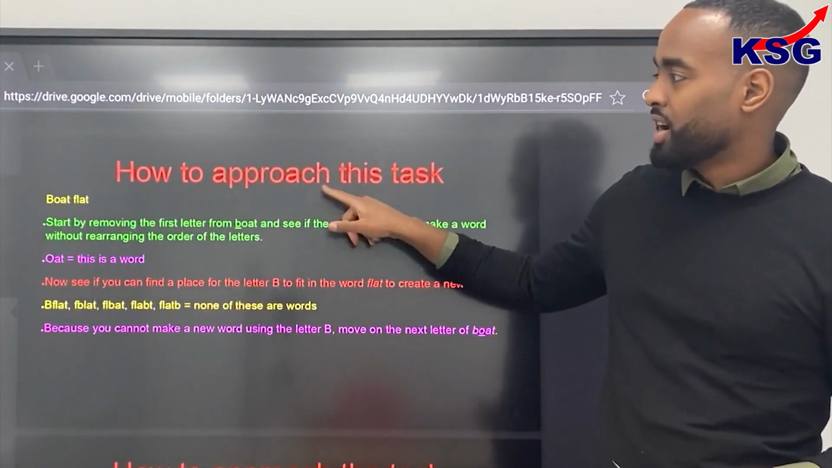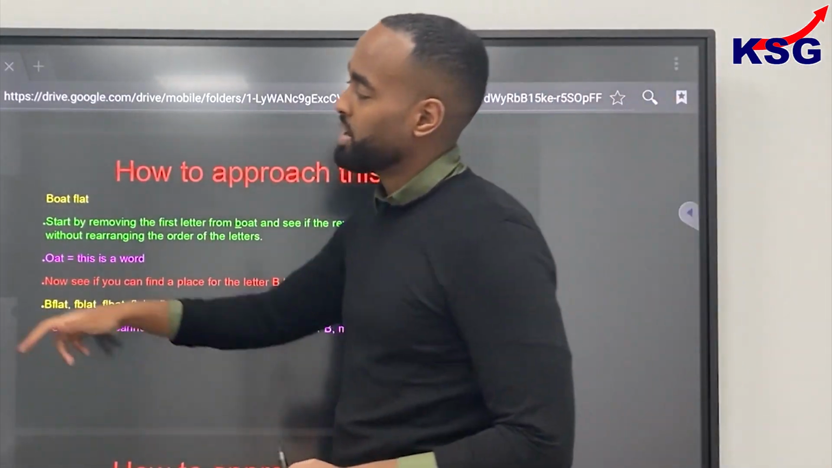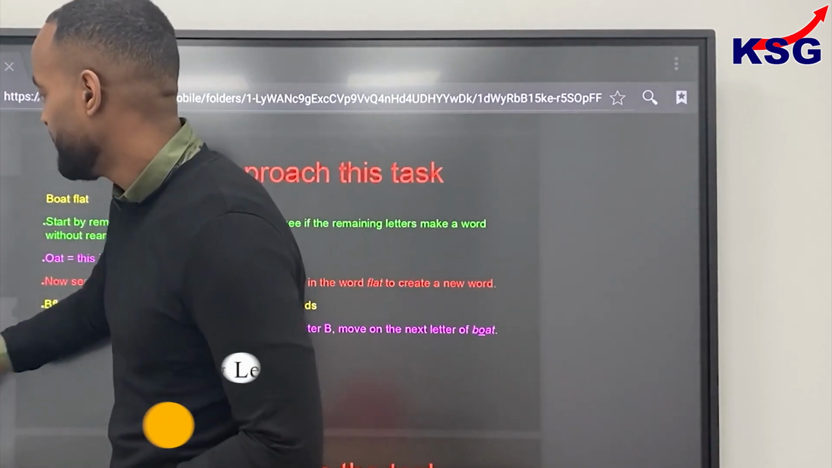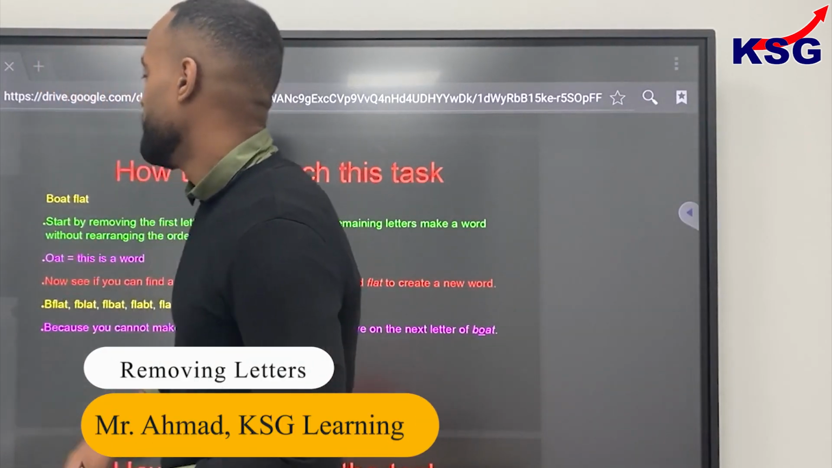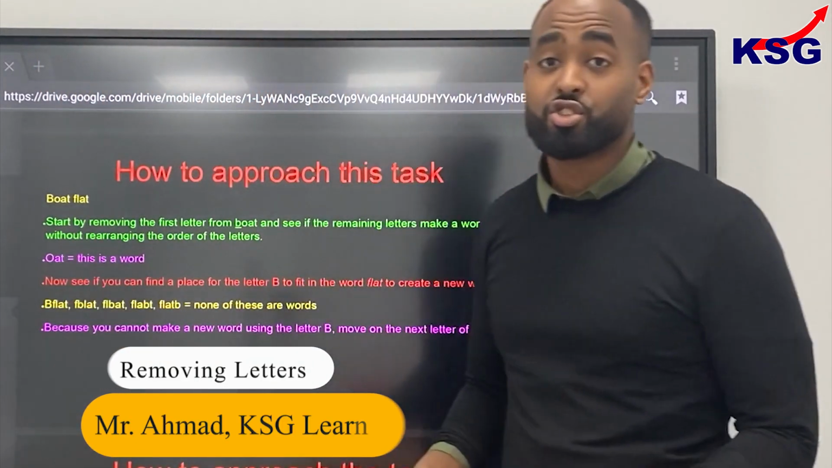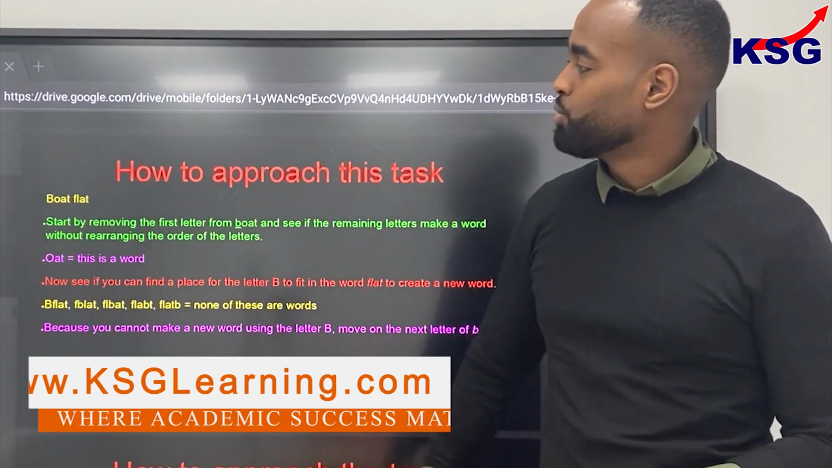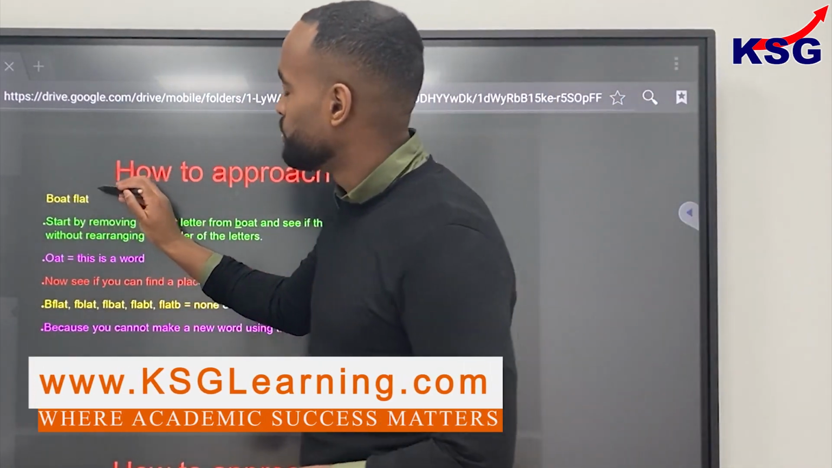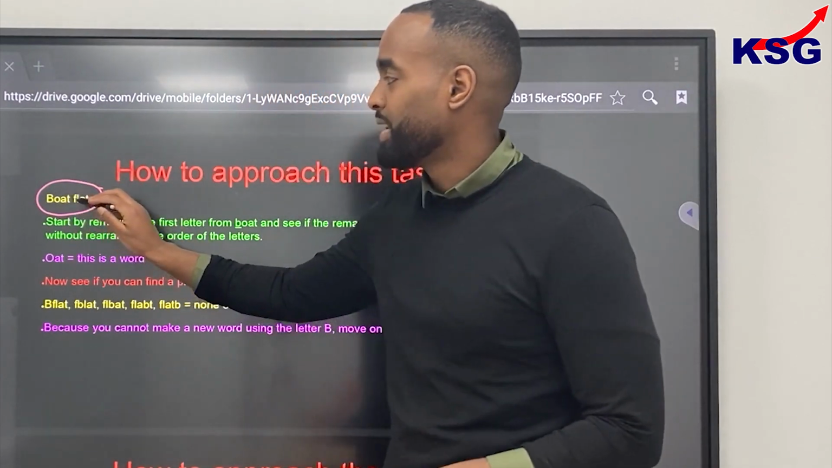Okay? So how to approach this task, you may ask. And it is fairly simple. The best thing to do in this task is trial and error. So we have an example here of two words. We've got boat and flat.